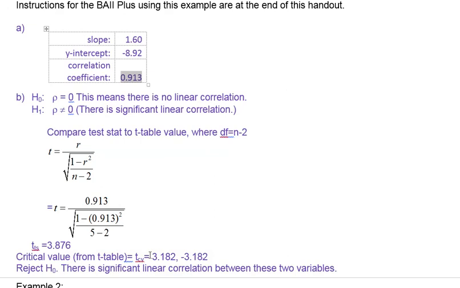When we look that up on our t-table, which we've used many times before, it tells us 3.182, but we know this is two tails, so we have positive and negative. We can see this is above the positive, so it's in the right tail. So we can reject H0 and conclude there is significant linear correlation.